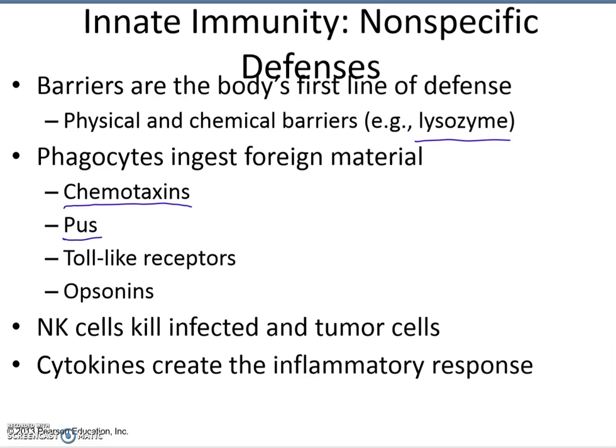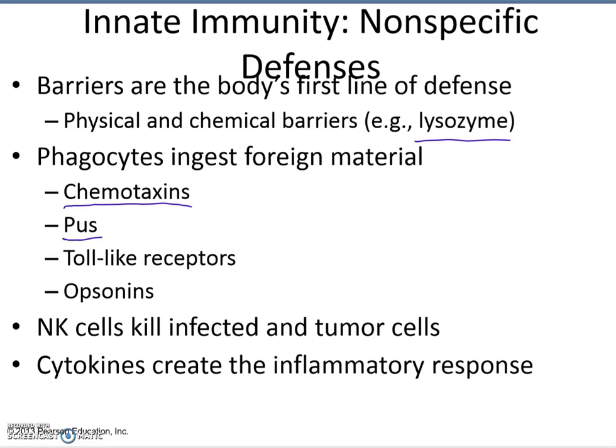Then we have toll-like receptors. Those are surface receptors that will bind to pathogens and then start a cascade of events telling the immune system what it should do or what it could activate. So it's a group of receptors that can interact with pathogens and then communicate through signal transduction pathways into the interior of those white blood cells.